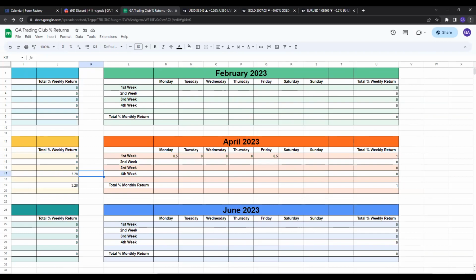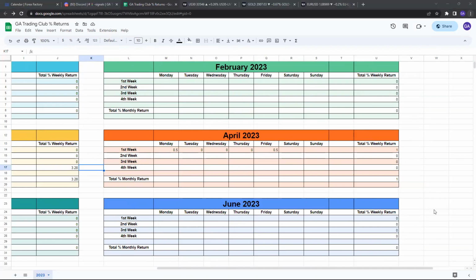The time, is that Central or Eastern? For me, the times will always be Eastern time. Eastern time, okay, gotcha. For most of the times that I trade, yeah, Eastern time. Okay, beautiful.